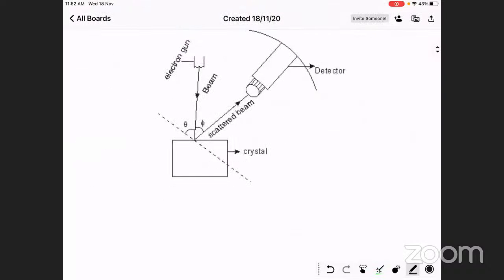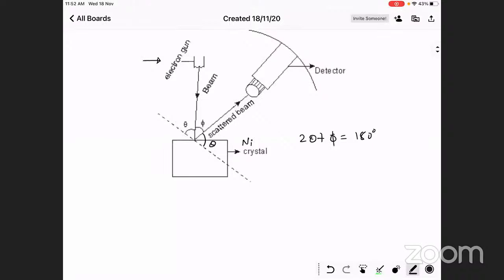This is the diagram, bacho. As you can see, this is the electron gun. An electron beam is coming on the nickel crystal. This is the nickel crystal, and this beam gets scattered, and the detector will catch this beam. This is theta, this is phi, and this is also theta. So remember, 2 theta plus phi must be equal to 180 degrees.